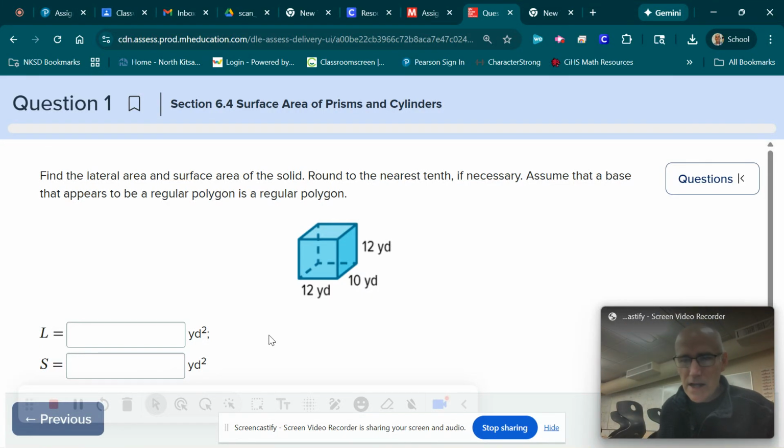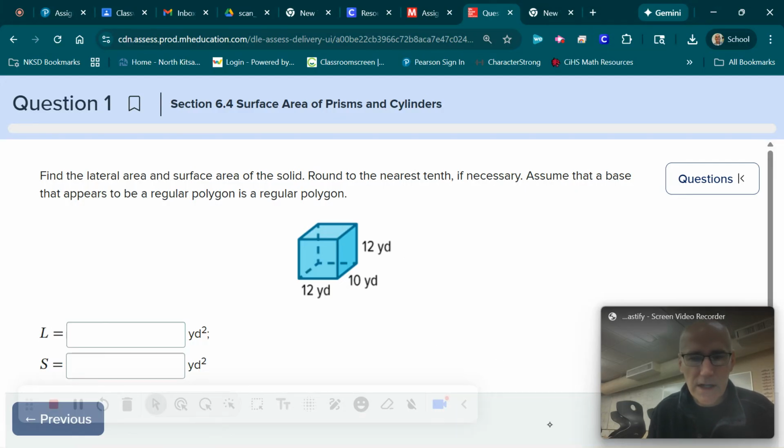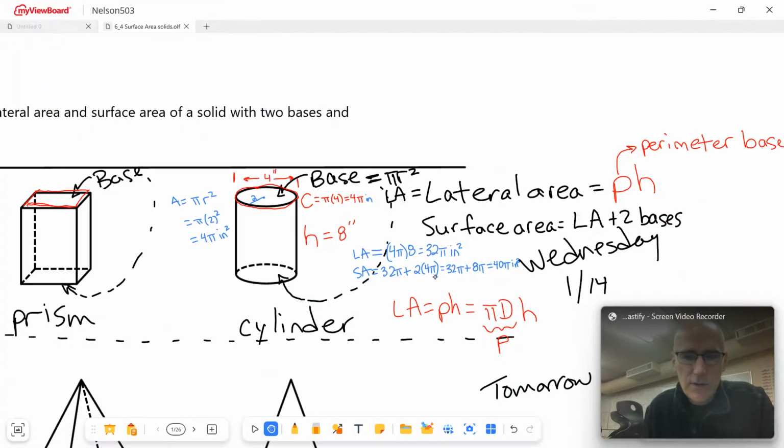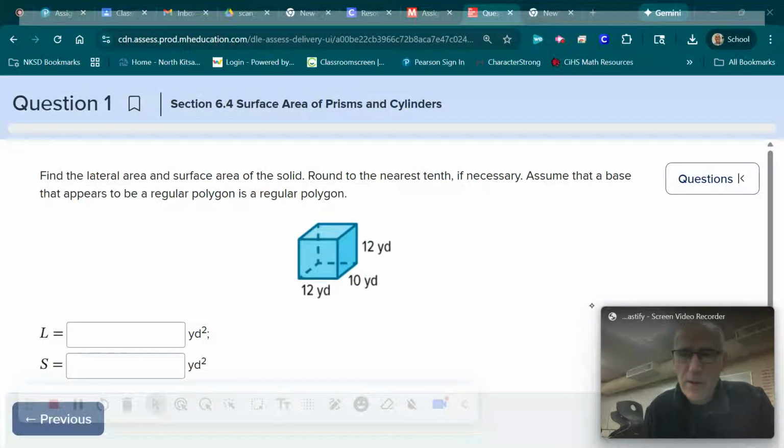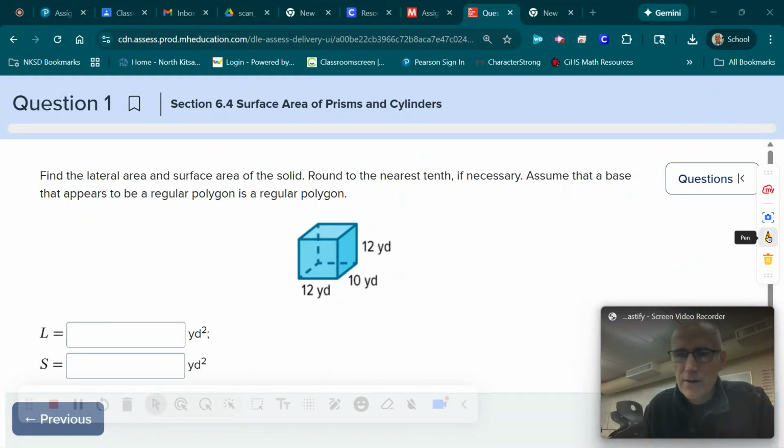See, I want you to understand this. I don't want you just to follow some formula that I give you. So I'm going to write on this screen here. Give me 2 seconds. I'm going to jump over here. I'm going to grab my pen tool so that I can write on this screen.